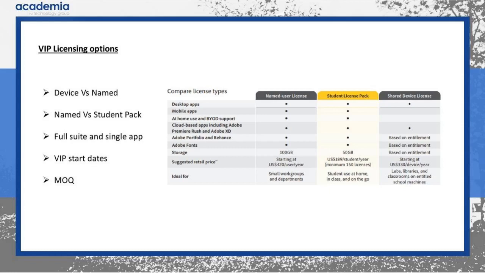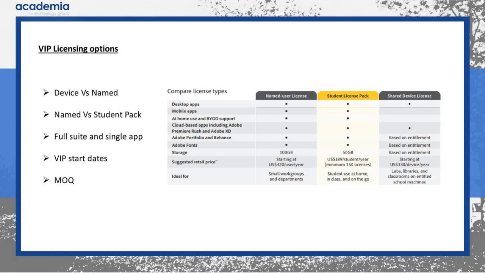The only other differences really come down to the pricing and the entry points. It's far more cost effective to get a student license pack per user than a named user. There is a minimum order quantity, which says 150 here, but we'll touch on the promotions in a moment, in fact on the very next slide, which touches on some positive changes to help us on that front.